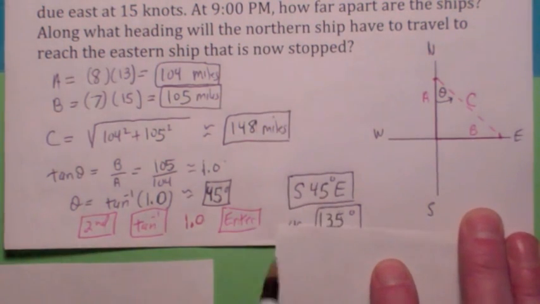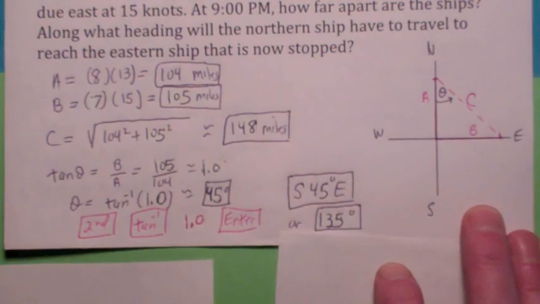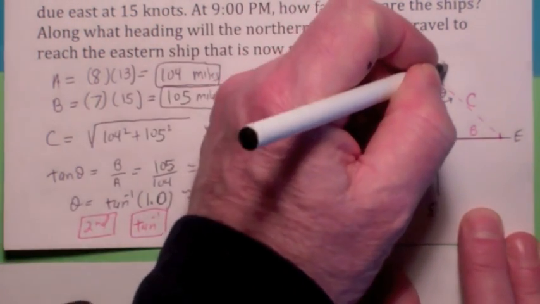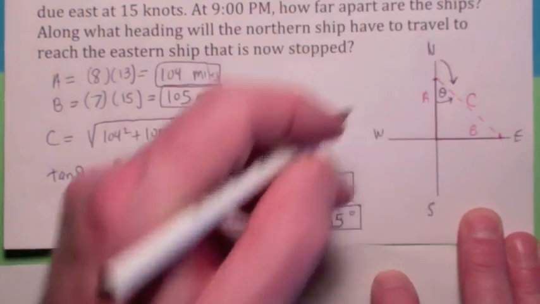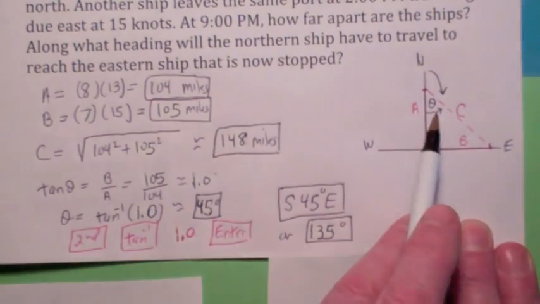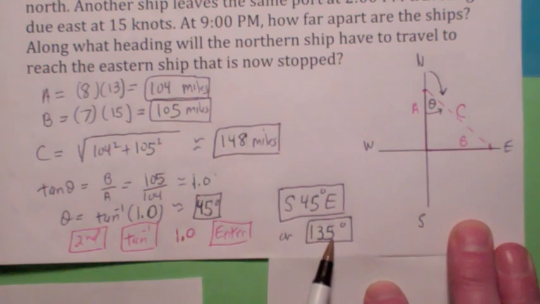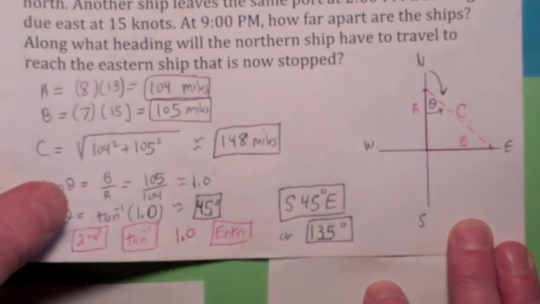You see that? Another way to talk about this heading is if you just say it's a heading of 135 degrees, that's the angle that you drop down from the north, see? So if this angle is 45, this has to be 135, doesn't it? So if you just say 135 degrees, that means you're dropping down from the north 135 degrees. That's another way to write it.